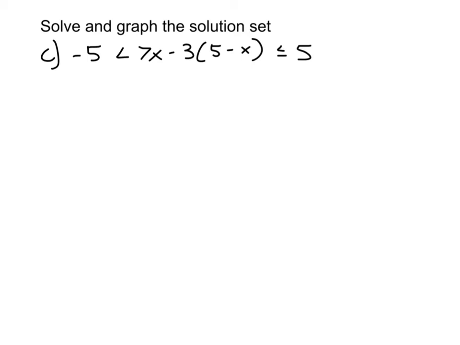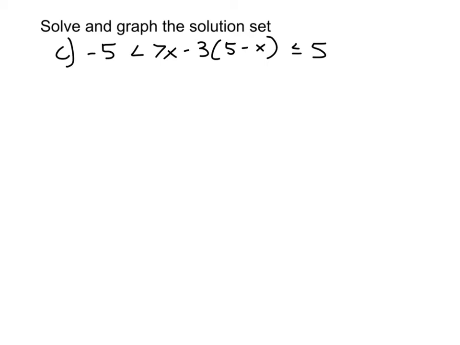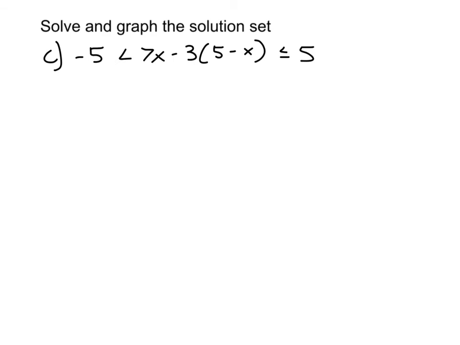Okay, so first thing I'm going to do is distribute my 3. So I'm going to rewrite everything. So negative 5 is less than 7x is less than, so negative 3 times 5 is 15. Okay, and then negative 3 times negative x would be plus 3x. Okay, and that is less than or equal to 5.